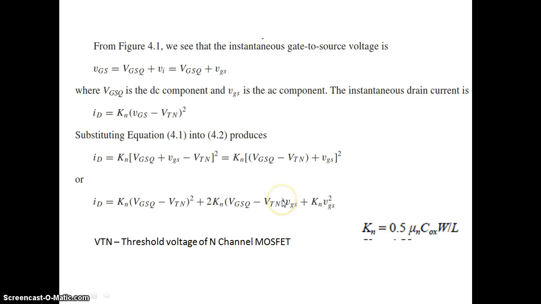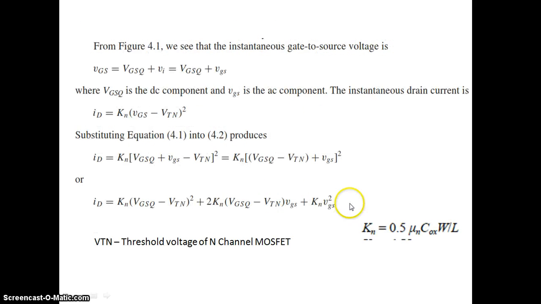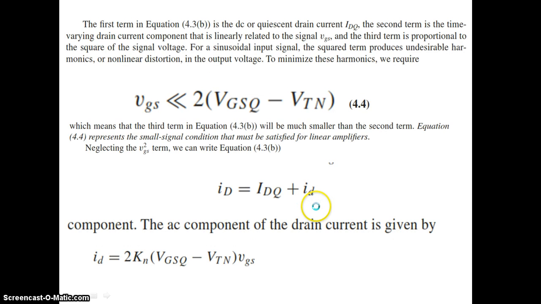So we have the AC component, the time-varying AC component. The first term is the DC component, the second term is the AC component, and the third term is proportional to the square of the signal voltage, VGS squared. This squared term will produce undesirable harmonics, which will result in distortion. Always, the square, cubic or higher order harmonics will result in distortion.